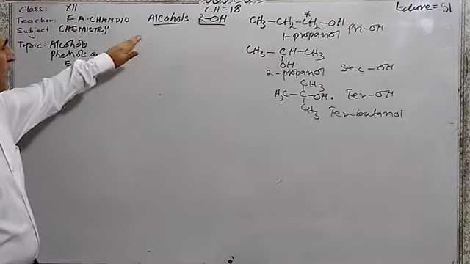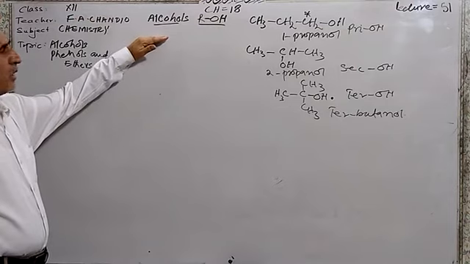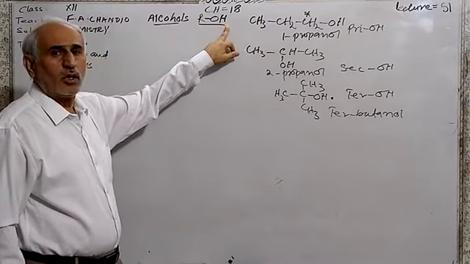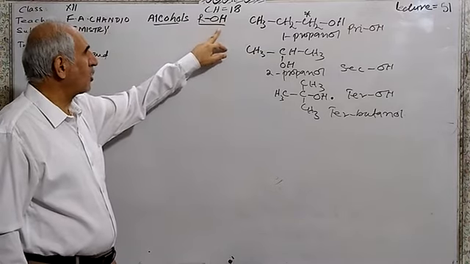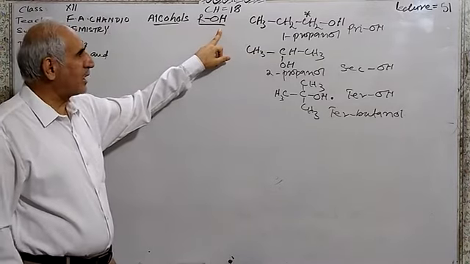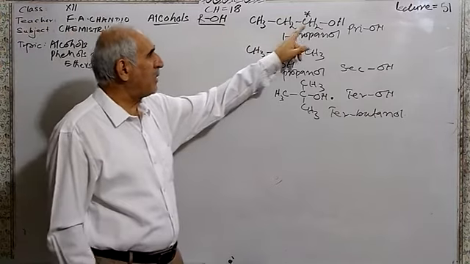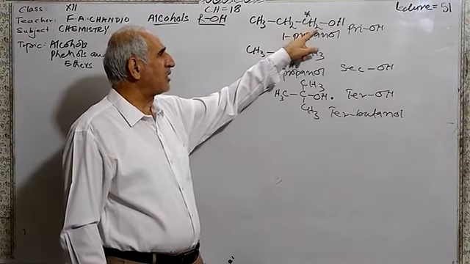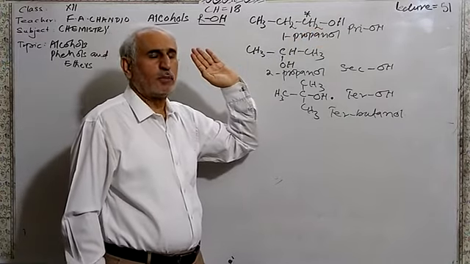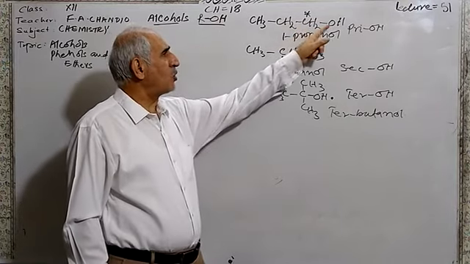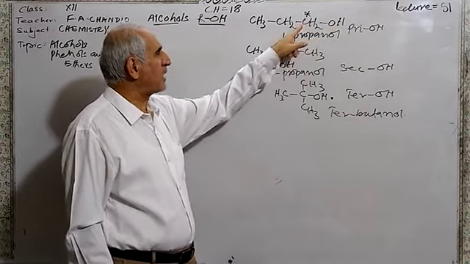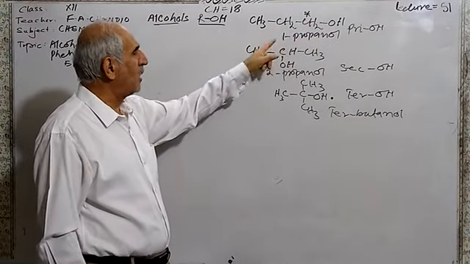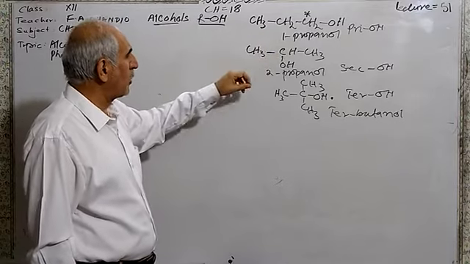So, first one, alcohols. Alcohols are an alkyl group and an OH group. These are called alcohols. There are three kinds of alcohols. Primary alcohols means this carbon has a CH2 attached with the OH group, and this carbon will only connect with one carbon atom. This is called primary alcohol, 1-propanol or n-propanol.